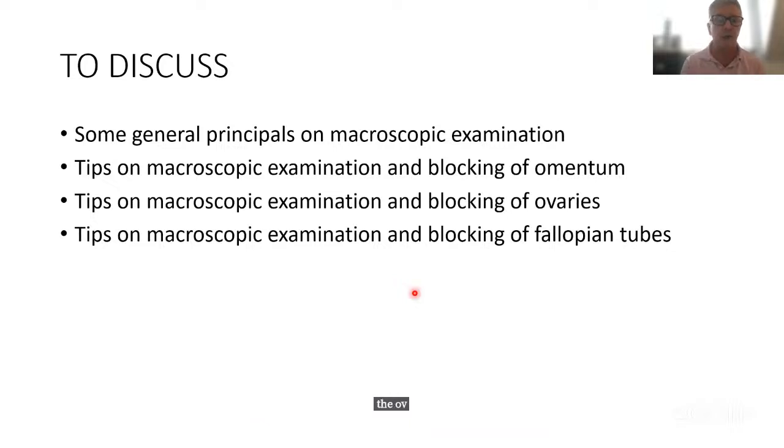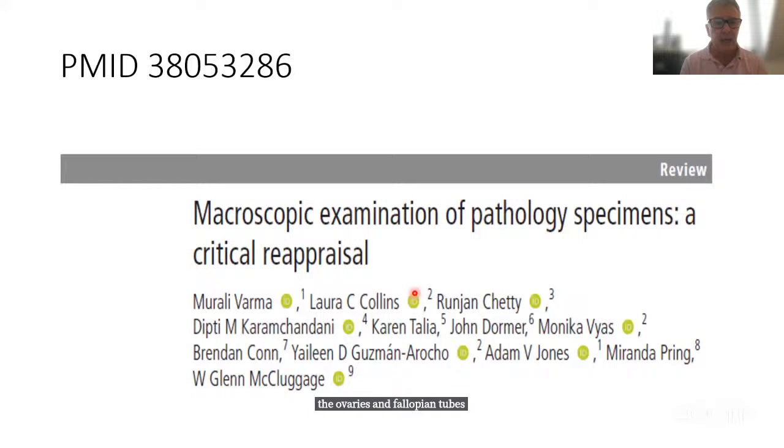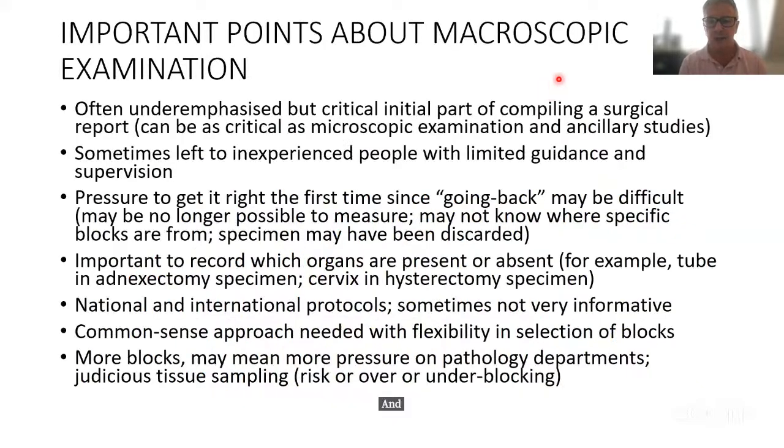Then I'm going to talk about macroscopic examination and blocking of the omentum, the ovaries, and fallopian tubes. This is the first of the papers Murli referred to, the macroscopic examination of pathology specimens, with some interesting points in this, and some tips or important things about macroscopic examination, if you like.